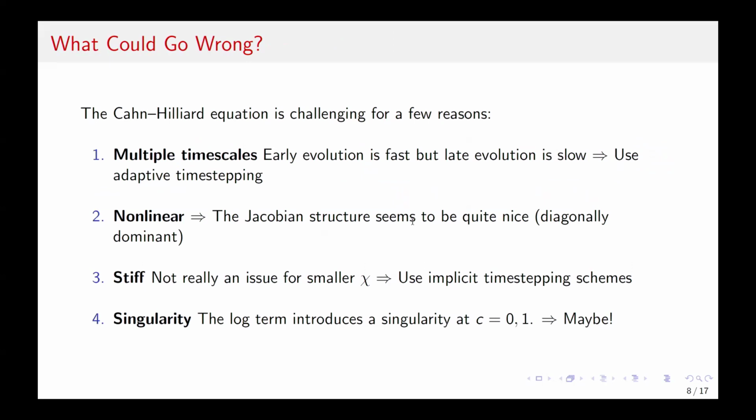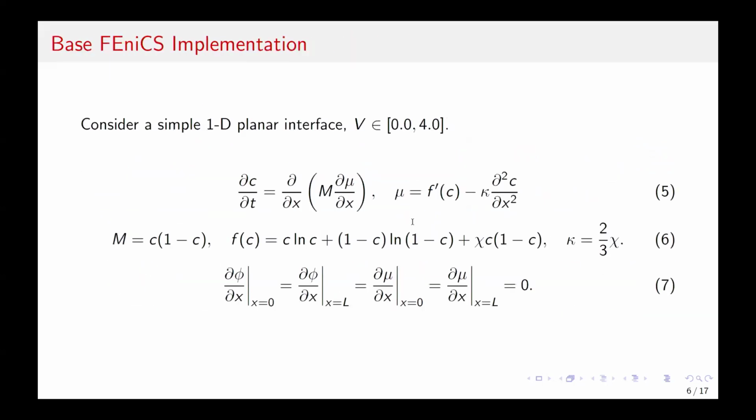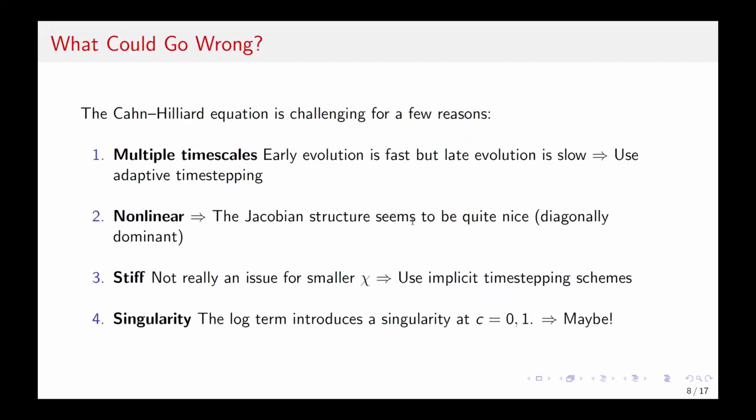Non-linear: if we look at the structure of the equations, the Jacobian should be pretty nice, so I don't think the nonlinearity should pose any particular issue. Then stiff, again, we talked about that. Implicit time stepping, with maybe an IMEX scheme to handle the nonlinearities, could be a possibility. But then the singularity, that seems to be where the problem is.